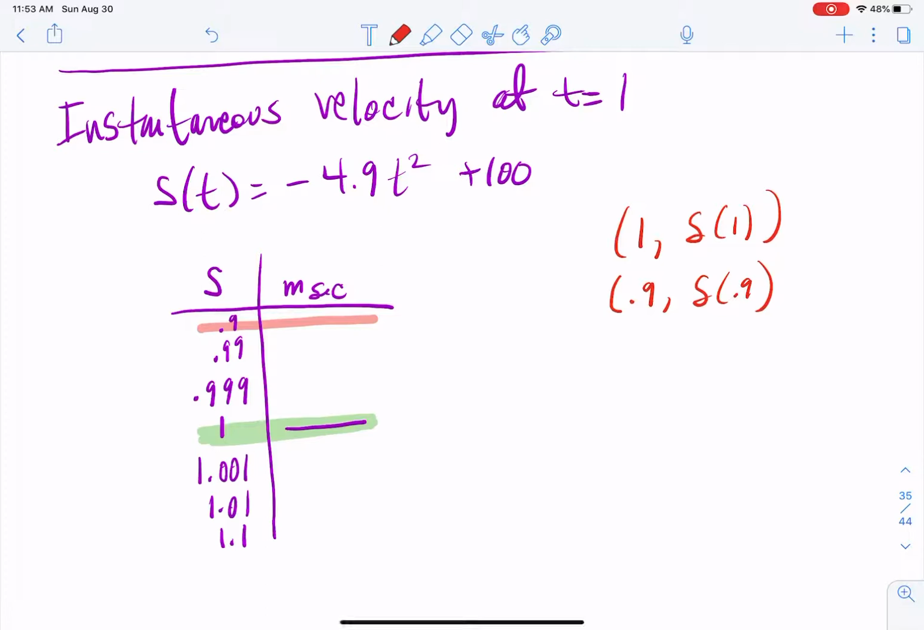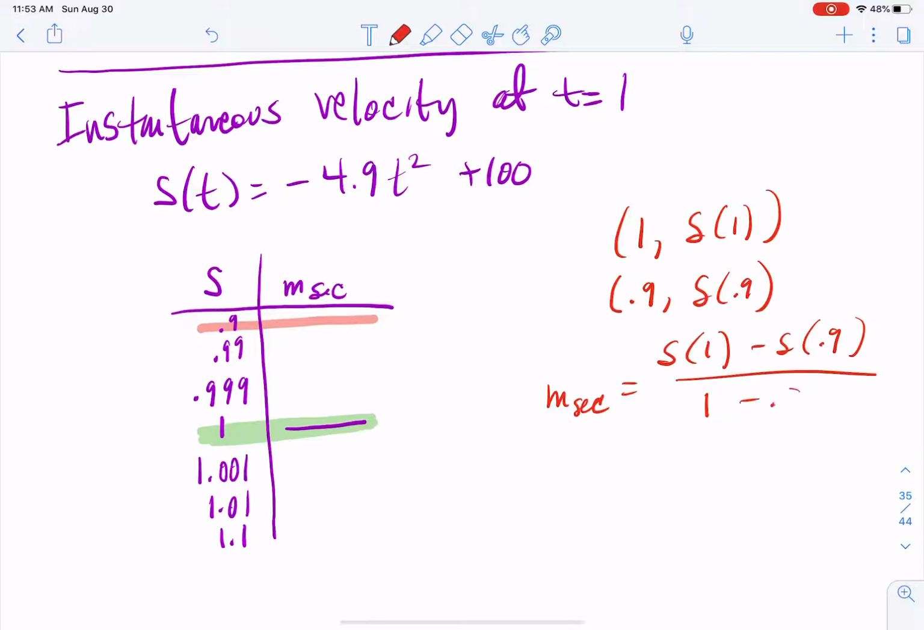So if we're going to use our slope formula on that, the slope, come on, that's an m, of the secant line would be equal to, let's say that I write down s of 1 minus s of 0.9 over, in the same order, 1 minus 0.9. Okay, and then I can very easily type this into the calculator, copy, paste it, and just change my numbers for the different values that are in this table.